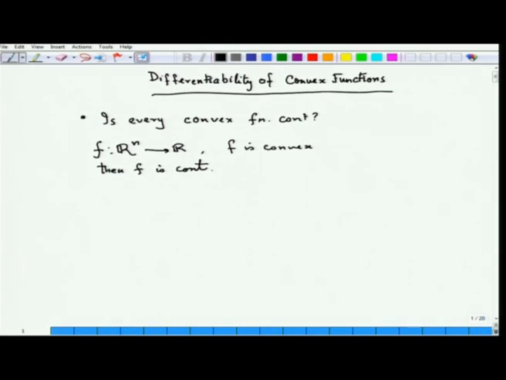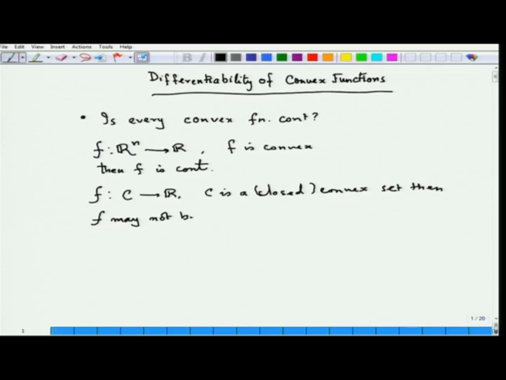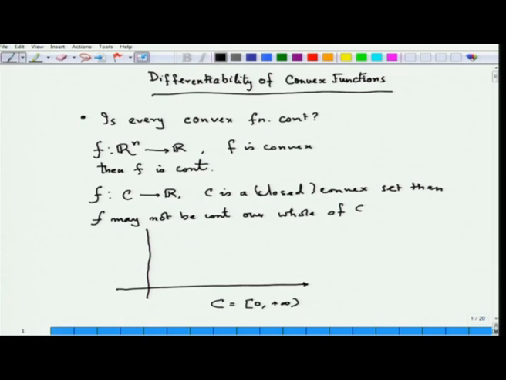So, this is something quite interesting, but if you take a function f from C to R, where C is a closed convex set or a convex set, you need not bother about closed, I am just bracketing it, then f may not be continuous over the whole of C. Let me take this very simple example. Let us take C as 0 to plus infinity in the real line, and I define a function like this.